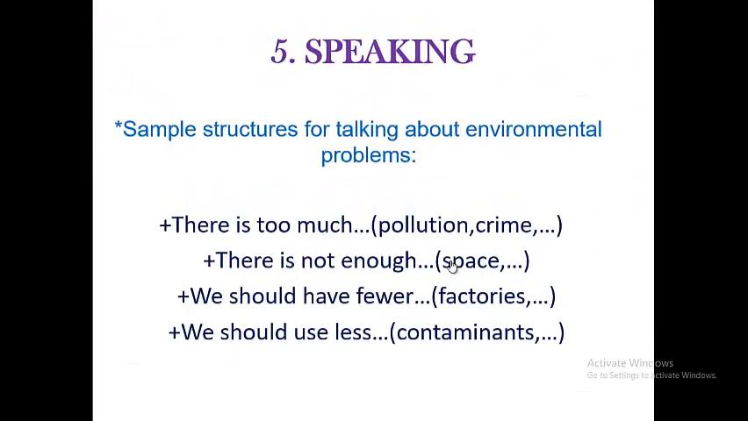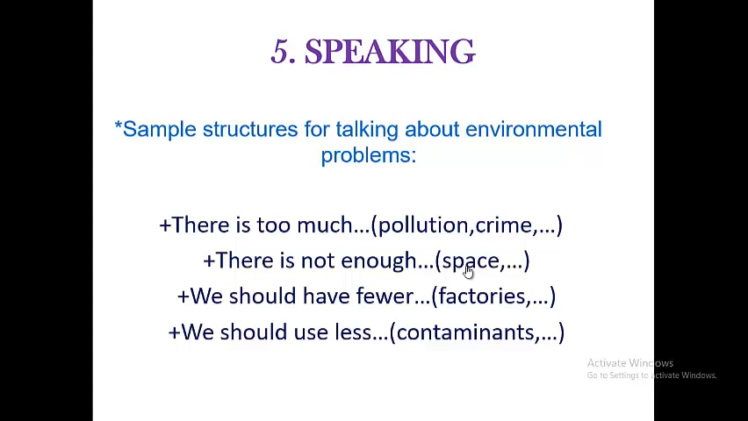Our textbook here has some sample structures for you to talk about environmental problems, like there's too much. For example, we say something like there's too much pollution, there's too much crime. And the second one, you can say there is not enough, like there is not enough space for human beings to live in many years later.